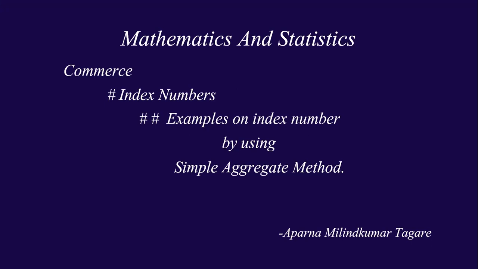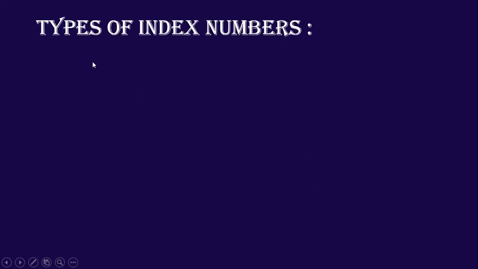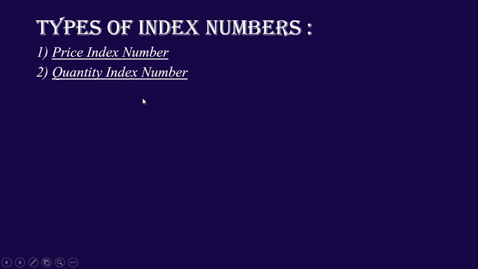Welcome. In this presentation, we are going to solve a few examples on index number by using simple aggregate method. Let us revise a few things. Types of index numbers: price index number, quantity index number, value index number.